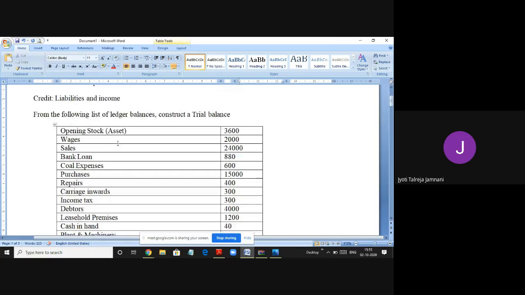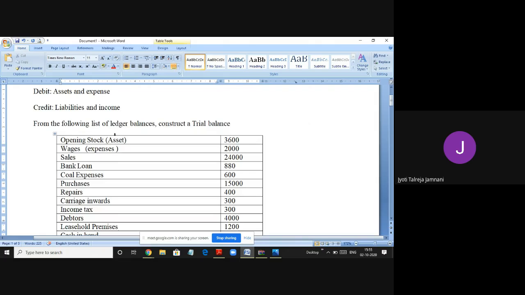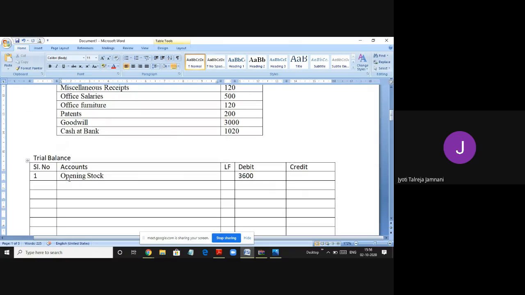Next is wages. What is wages? Wages are, yes, they are expenses. You pay them. So expenses. And what the rule says, debit all assets and expenses, right? This is the rule. So I have to debit wages also. The amount is 2000 rupees. So we take wages as the next account and we take amount 2000 on the debit side.